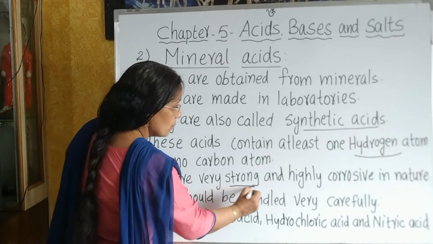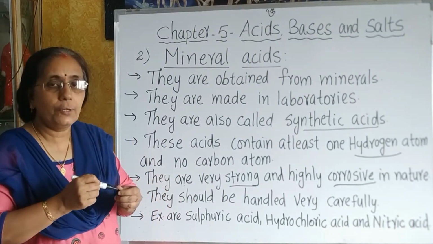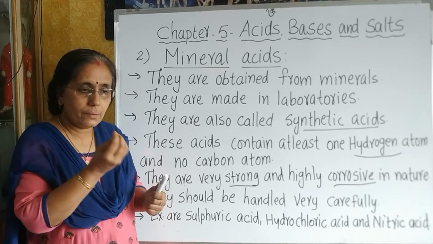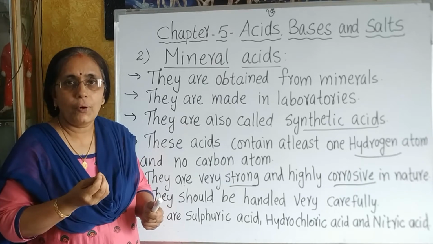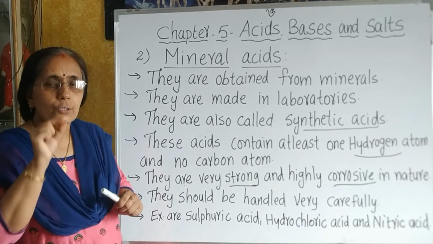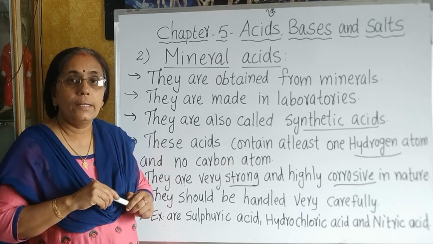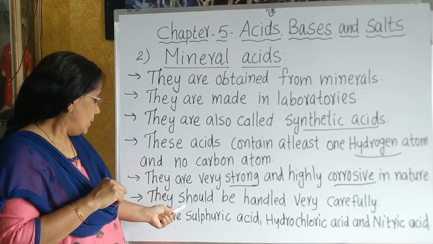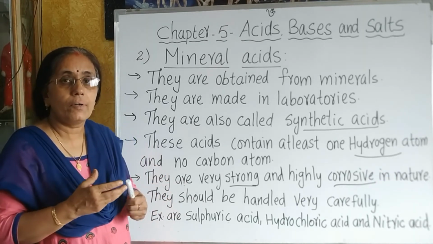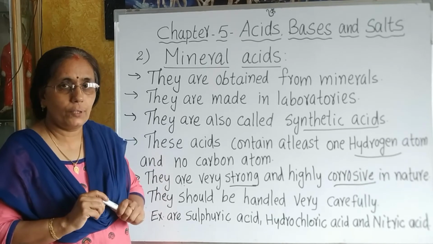They are strong and corrosive. What is the meaning of corrosive? Corrosive means if it falls on any object like wood or even on our body, leather, whatever it may be, that gets damaged. It is completely destroyed. So because of this nature, mineral acids are known as highly corrosive. Since they are very strong and highly corrosive, they can damage even our skin and even bones. They should be handled very carefully.